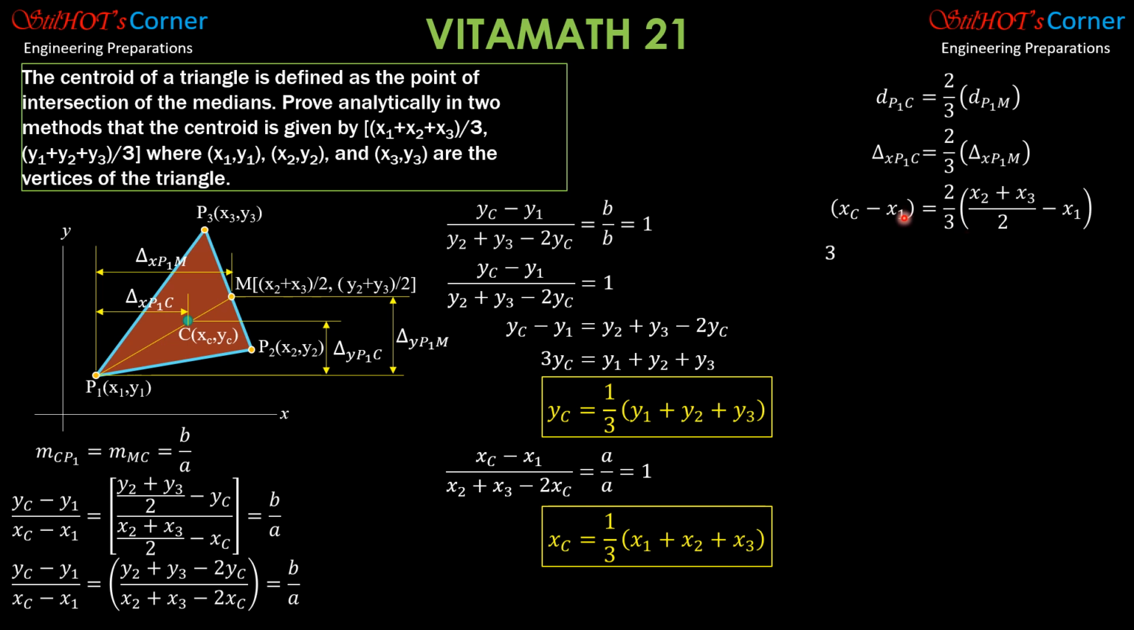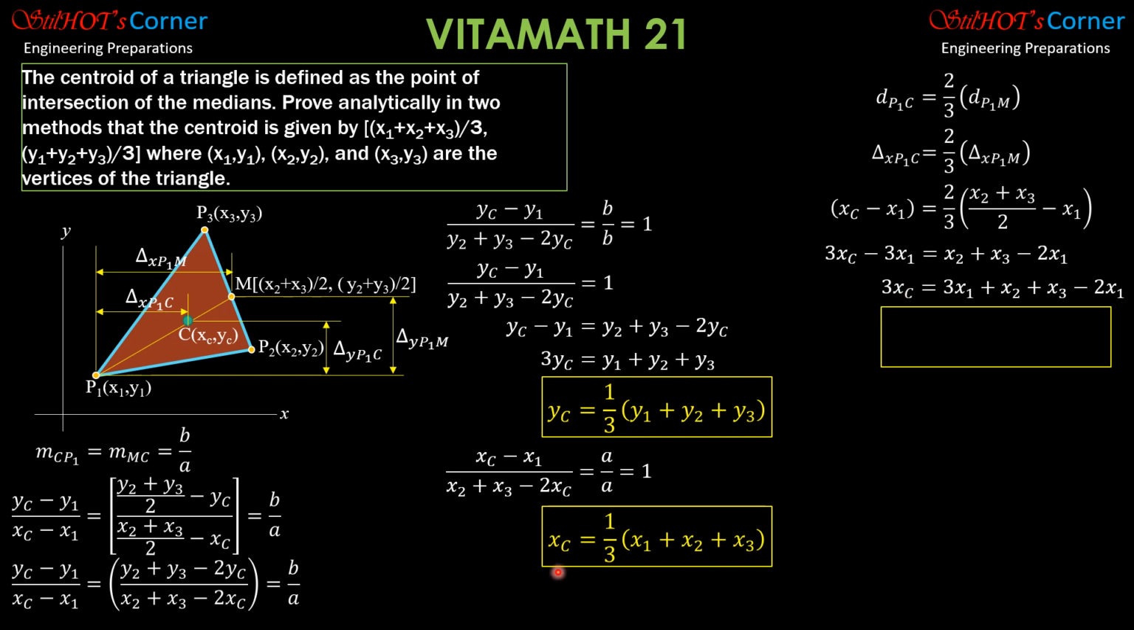So cross multiply: 3 times x sub c minus 3x1 equals x2 plus x3, distribute, minus 2x1. Then we have 3x sub c equals 3x1 plus x2 plus x3 minus 2x1. Of course, 3x sub 1 minus 2x sub 1 is x sub 1. So we have x1 plus x2 plus x3 on the right side, 3x sub c on the left side. So therefore, x sub c is really 1/3 of the quantity x1 plus x2 plus x3.